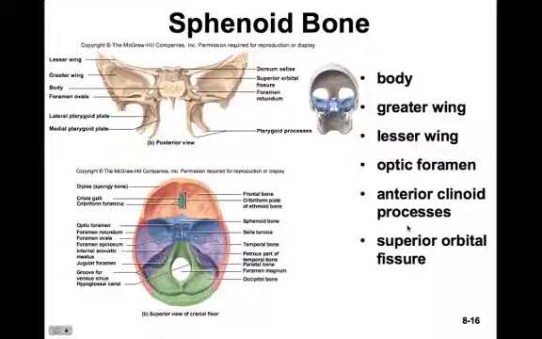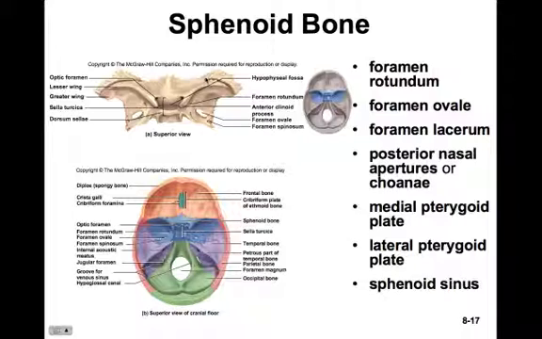The sphenoid bone is the keystone to the skull. Every single other bone contacts the sphenoid bone. The sphenoid has a body. When we look at it here, dissected out, the body is in the middle. We'll also see that there's a greater wing and a lesser wing. We'll see the optic foramen, the foramen rotundum, the anterior clinoid process, and the superior orbital fissure, which goes right into the back of the orbits.